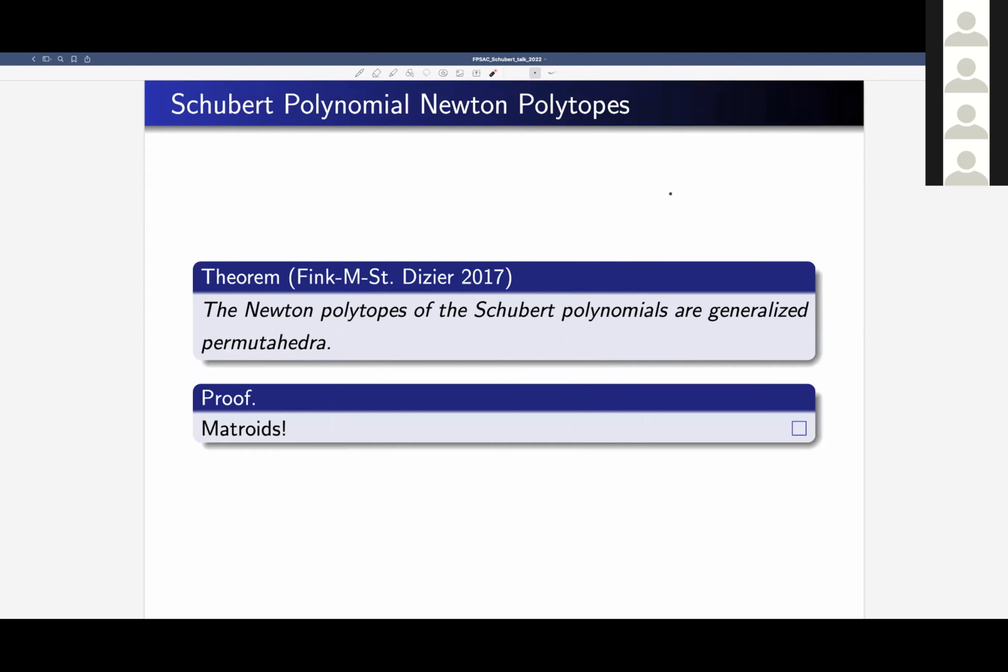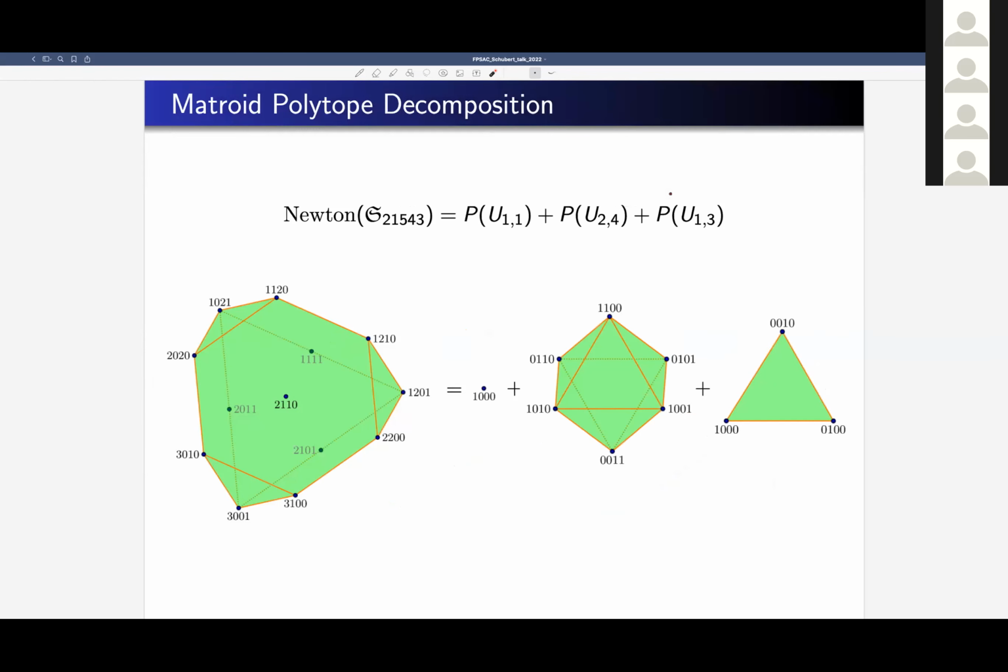And so a theorem addressing this conjecture of Monical, Tokcan, and Yong, in joint work with Alex Fink and Avery St. Dizier, is that Newton polytopes of Schubert polynomials are indeed generalized permutahedra. So let me show you just a picture and maybe explain, well, not the proof, but the idea of the proof here on this picture. So the picture corresponds to the permutation 21543. I'm going to draw and define by example the Rothe diagram of a permutation.